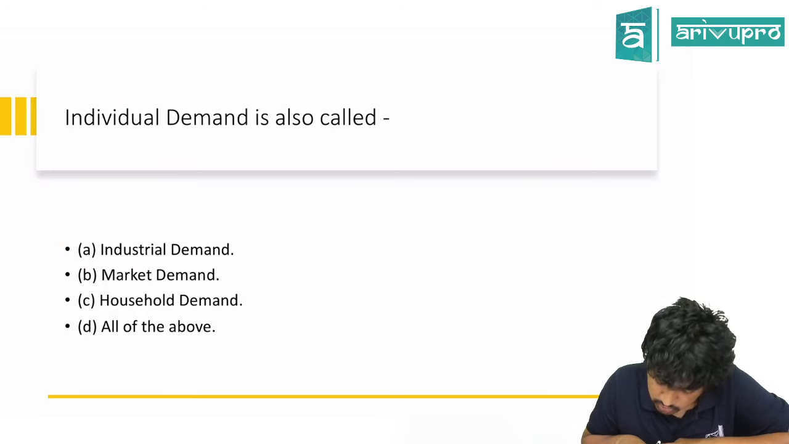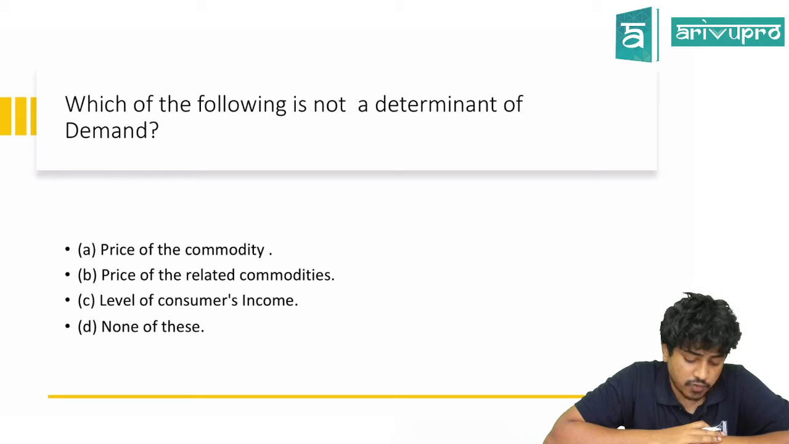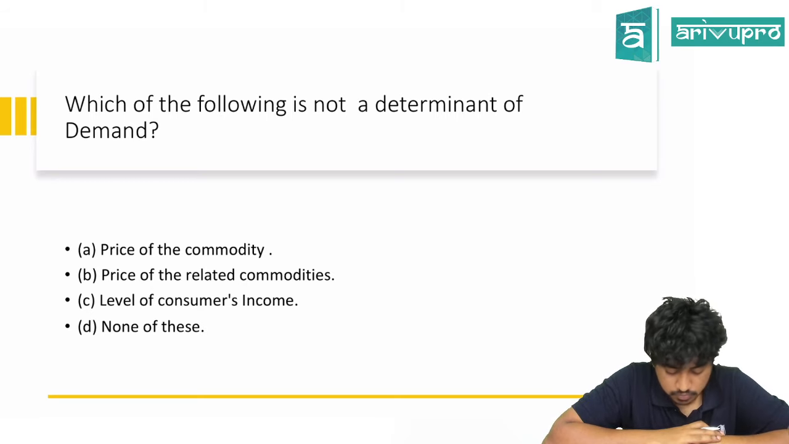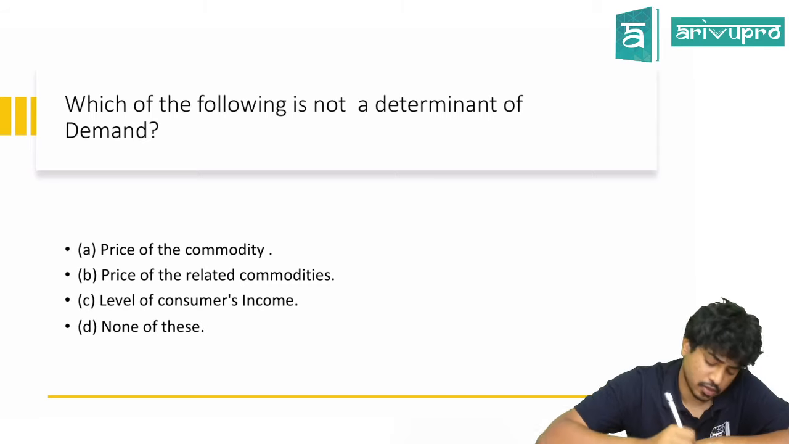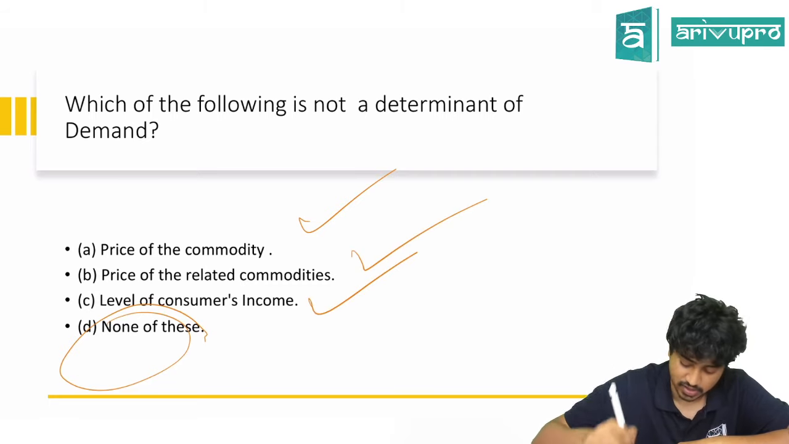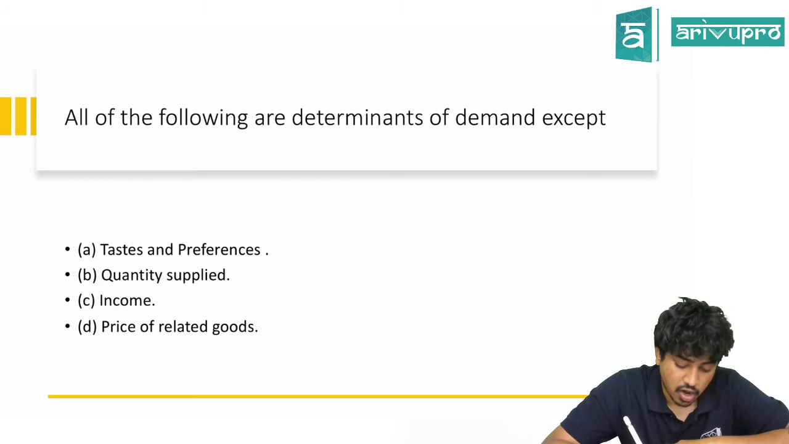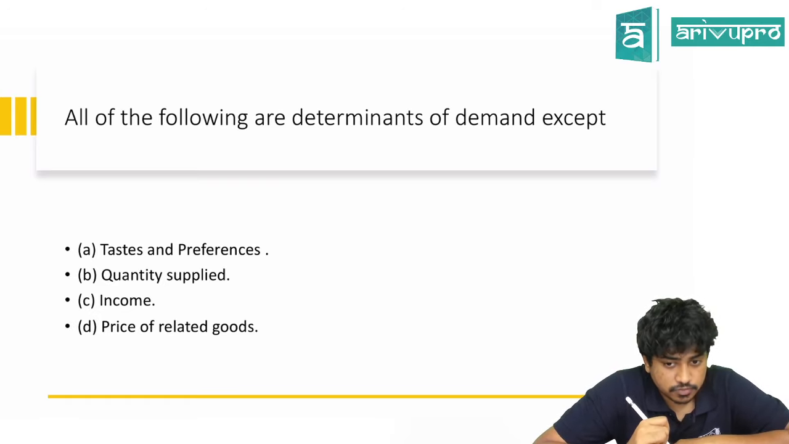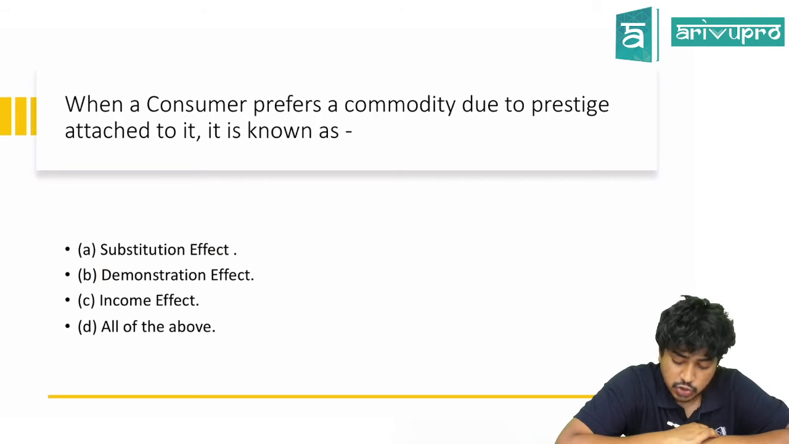Okay, this we will come to later. Which of the following is not a determinant of demand? None of the above. Price is a determinant of demand, price of related commodities, level of income, everything. Right? Which of the following are determinants of demand except quantity supplied? Very simple. When a consumer prefers a commodity due to the prestige attached to it, it is known as what effect?